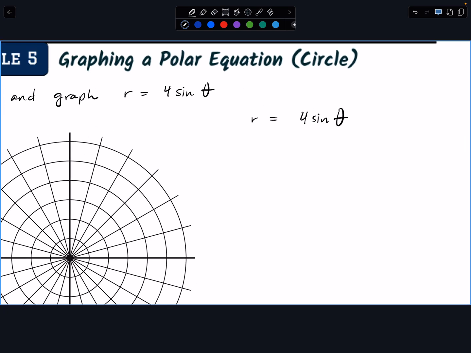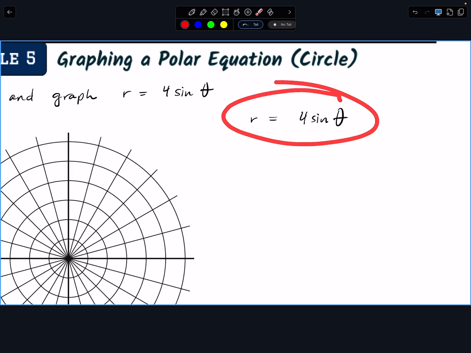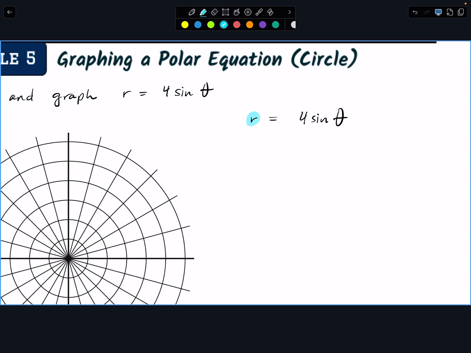Because we have a way to convert this into rectangular coordinates, because we had a definition not with r, but with r squared. So if I want this to become r squared, what do I need to do to change it? Multiply by r. But if I multiply this side by r, I have to multiply this side by r too. So then I get r squared is equal to 4r sine theta.